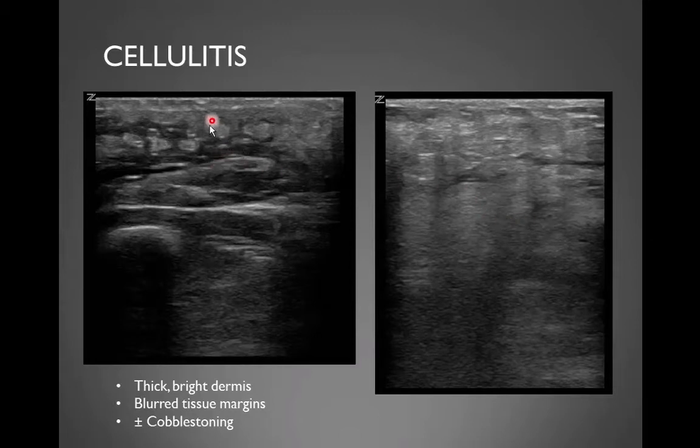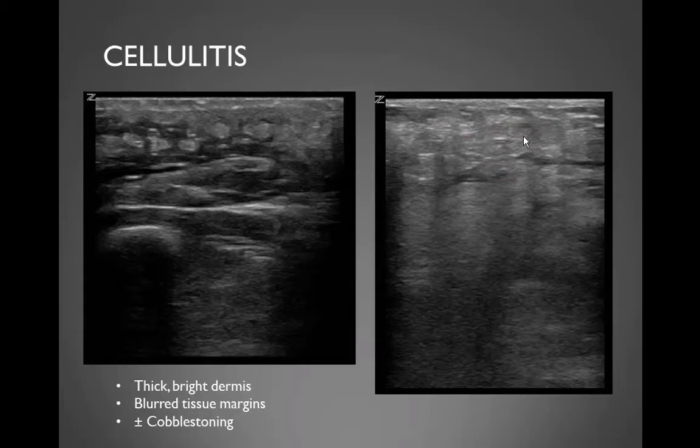And some other findings of cellulitis, you might see cobblestoning. Again, look at the dermis, it's thick, it's more bright white. The tissue margins are more blurred. Here's a little less specific one, but again, blurred tissue margins, bright dermis, not as much cobblestoning, but these are all examples of cellulitis.